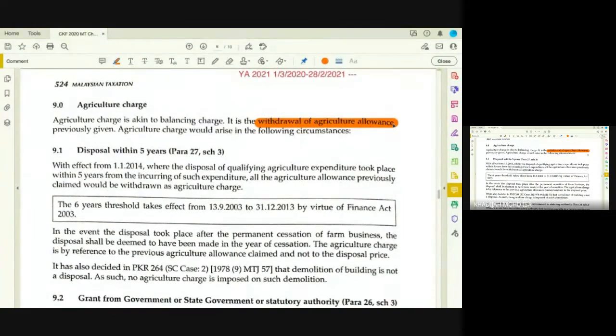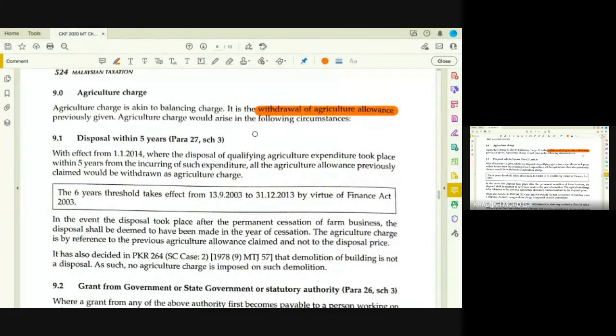So the agriculture charge would arise in the following circumstances. Whenever you have these circumstances, you have to treat whatever allowance was given to you before as your agriculture charge, or what we call balancing charge. So in other words, it's a clawback. So why is it a clawback in this case?